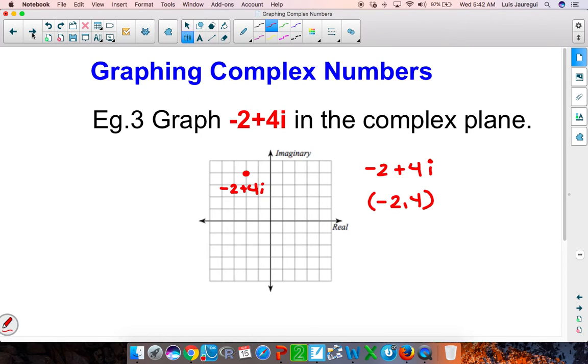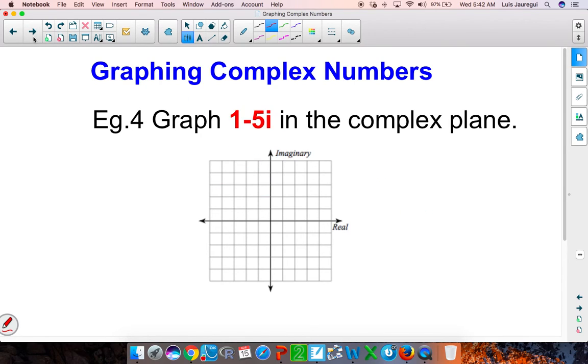Let's see one last example on graphing complex numbers. Here we have the number 1 minus 5i. In other words, we can associate this one with the ordered pair 1, -5. We're going to move 1 unit on the real axis and -5 units on the imaginary axis. So this is our point 1 minus 5i.